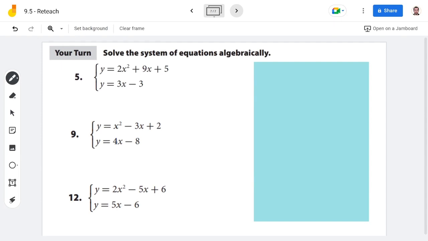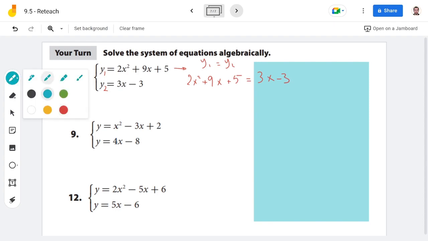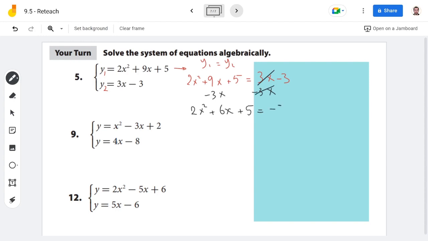Okay, let's do this first question. This is y1, this is y2. So y1 equals y2: 2x squared plus 9x plus 5 equals 3x minus 3. Now simplify this. Subtract 3x from both sides. So 2x squared plus 9x minus 3x, which is 6x, plus 5 equals negative 3.